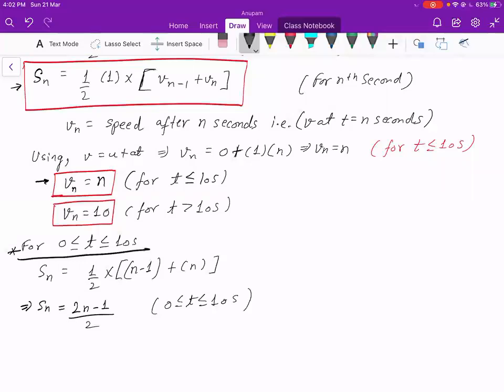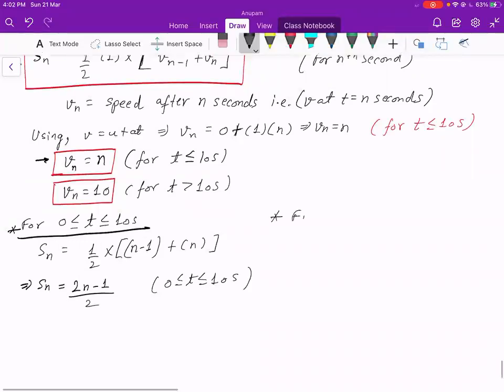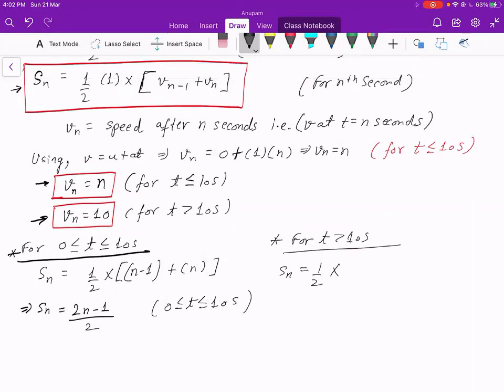Now if I go for t greater than 10 seconds, I know that Vn is equal to 10. So the area, that is the distance Sn, is equal to half into, if I use this formula again, Vn is 10 and Vn minus 1 is also 10. So essentially you will only have 10.